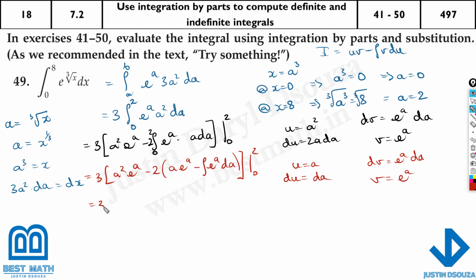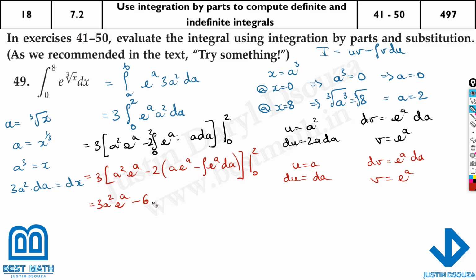Now let me write out. You can multiply this 3 inside. This is going to be 6 here. In fact, I'm going to do it because anyway, it'll be too many limits otherwise. So now only I'll do it. 3a squared e to the power a minus 3 times 2 is 6. Why I'm multiplying over here is because it's a definite integral. We have to simplify at the end. You can keep it out also, it's fine. But I'm just going to simplify it over here.